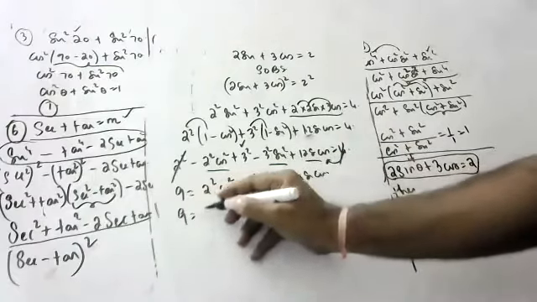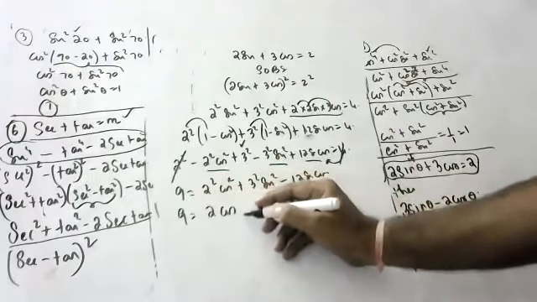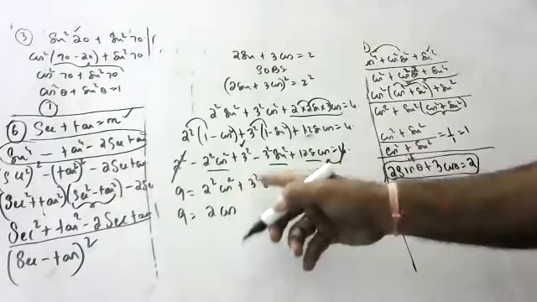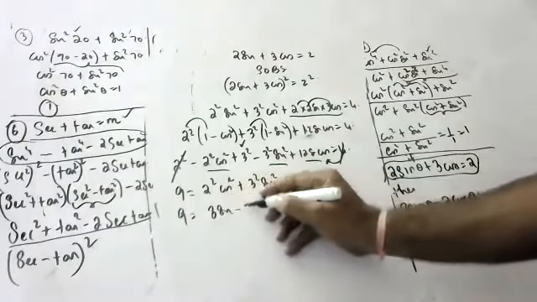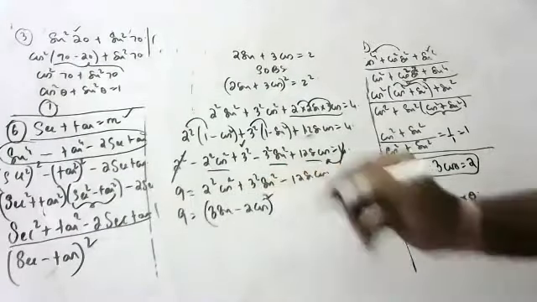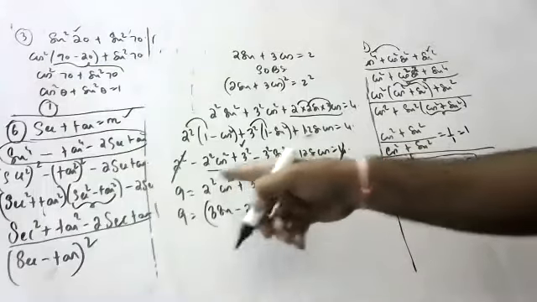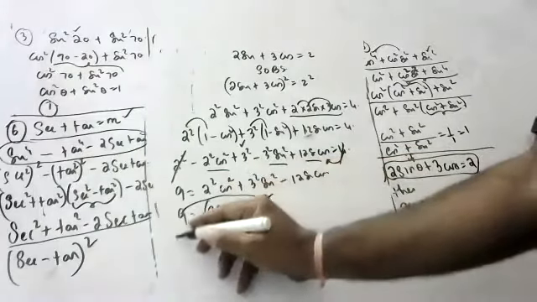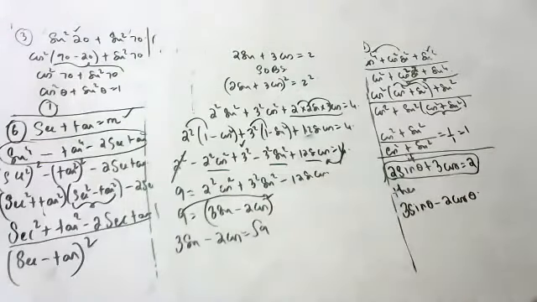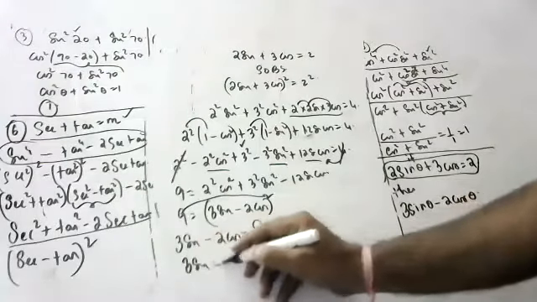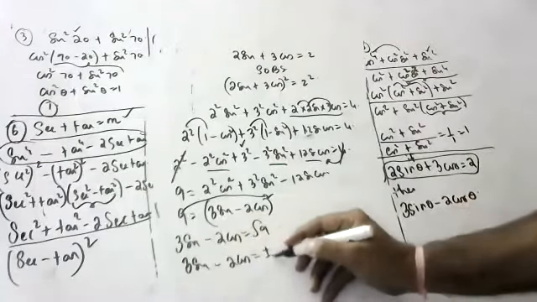So 9 is equal to 2 cos. Okay, children, 2 cos or 3 sine first, we can take anything. So (3 sine minus 2 cos) whole square, children. This is the form of a square plus b square minus 2ab. If you bring this here, 3 sine minus 2 cos is equal to root 9. So the final answer is 3 sine minus 2 cos is equal to plus or minus 3.